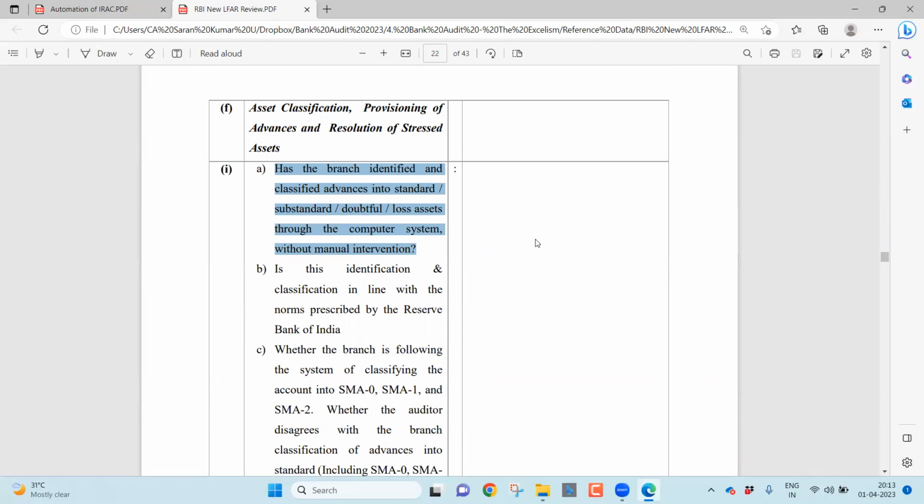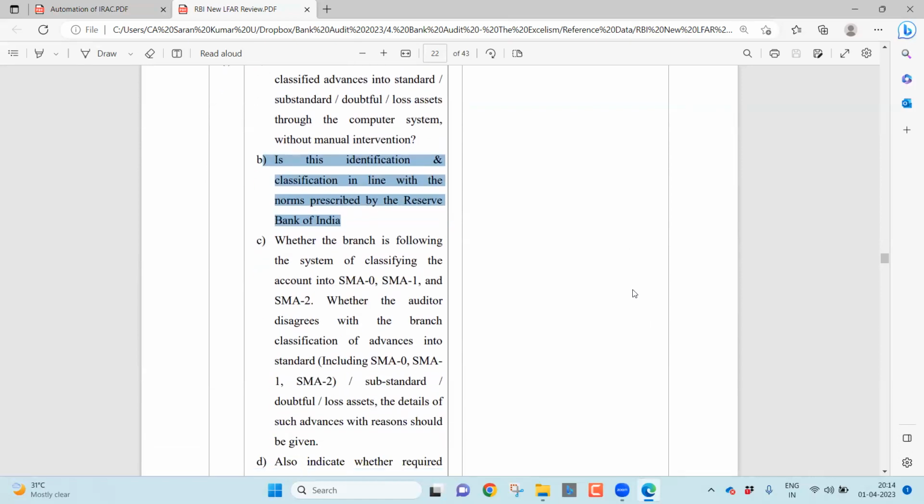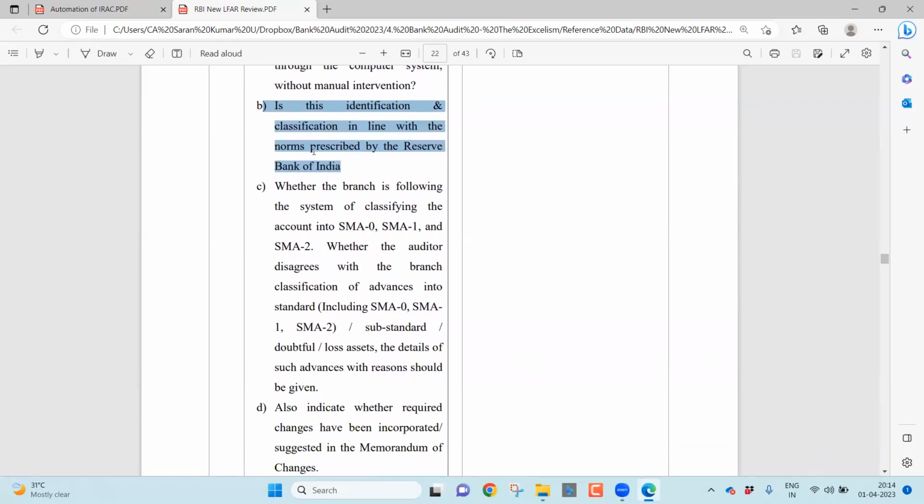In 99% of the cases, we simply give S for this question, because when we ask the banker, they will say, sir, everything happens in the system automatically. But you need to have your own analytical procedures to confirm yourself whether the branch identified and classified advances properly. There is another question: Is this identification and classification in line with the norms prescribed by the RBI? For this also, you should have your own analytical procedures.